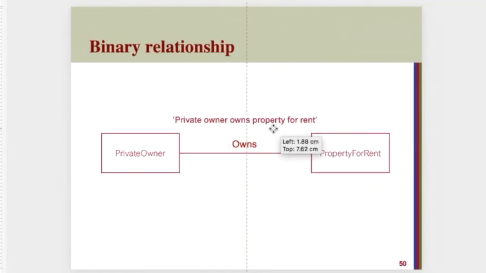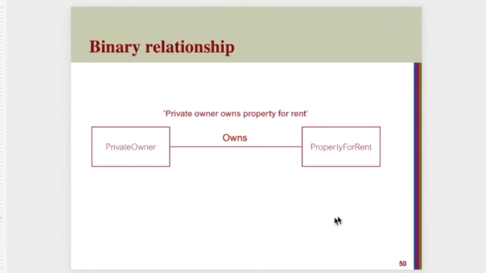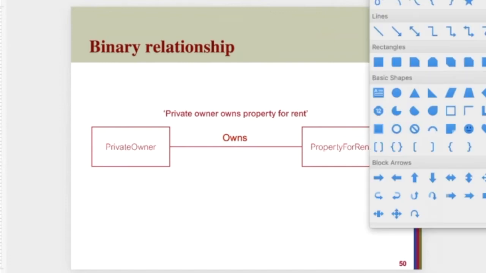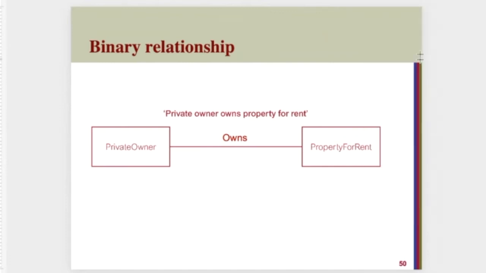Okay, there is a mistake here, guys. Can anybody tell me what the mistake in this picture is? This ER diagram shows the relationship between the entity private owner and the entity property for rent. The relationship name is owns. A private owner owns a property. Where is the mistake?